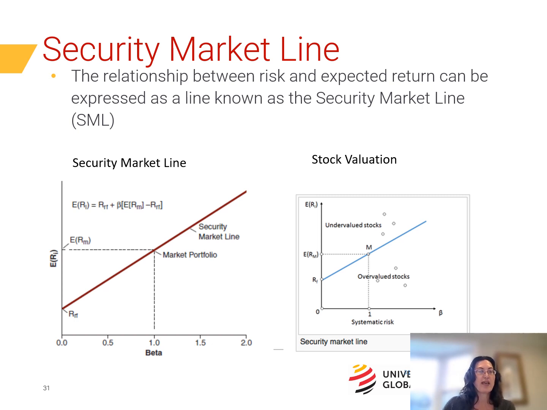We can see how the SML is used in practice. If an asset's price implies that expected return is greater than that predicted by CAPM, that asset will plot above the SML line, meaning it is undervalued. Investors consider undervalued stocks to be selling at a price below their assumed intrinsic value. When the price rises to the intrinsic value, the investor will make a profit.